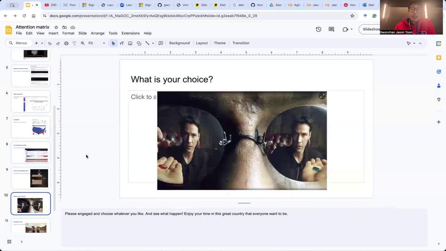What is the conclusion? Please engage and choose whatever you like. Don't ask AI how to choose. It's your choice, so see what happens and enjoy your time in this great country that everyone wants to be in.